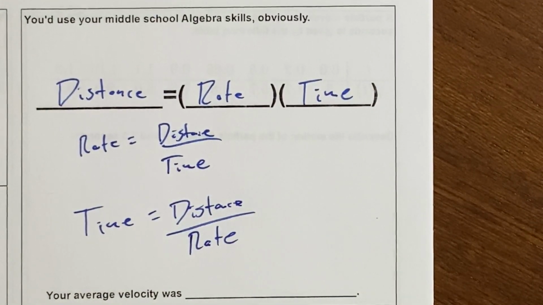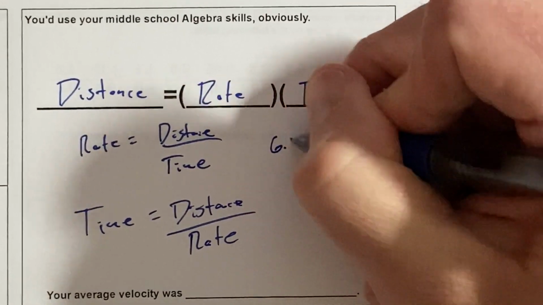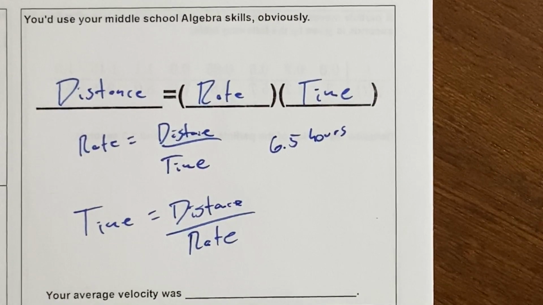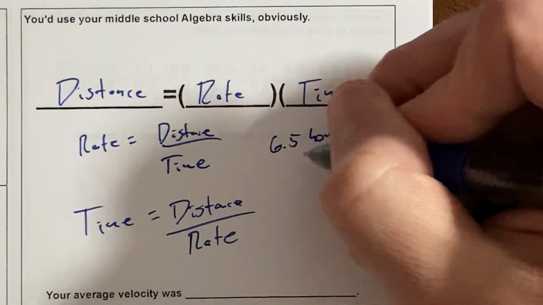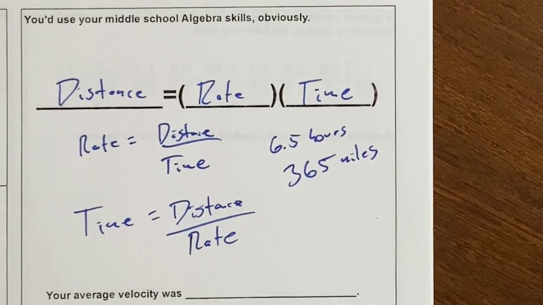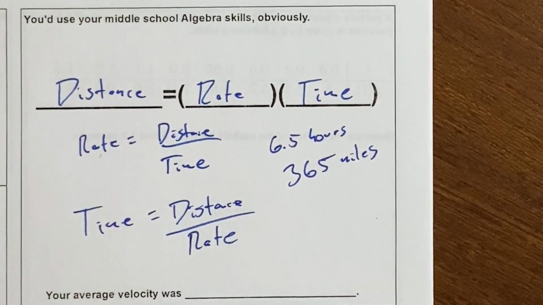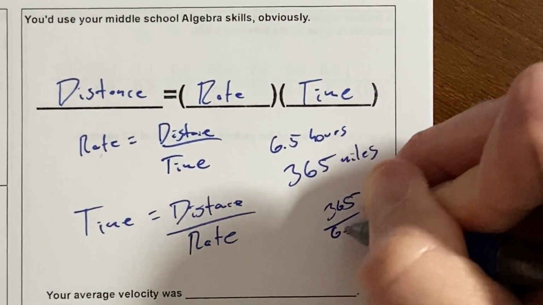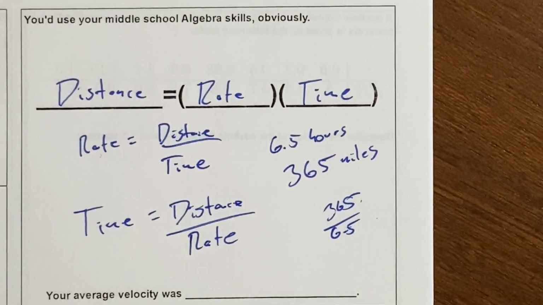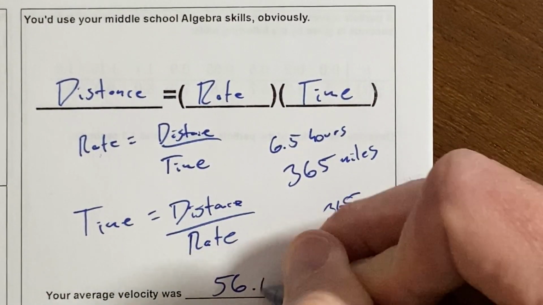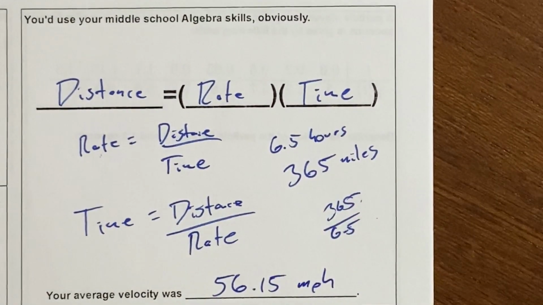And if we think about our trip, if it's 6.5 hours from Nicholson, Georgia, all the way down to Panama City, and it's 365 miles, if I'm looking for my average velocity or my rate of getting down there, I could take 365 and divide it by 6.5 hours, and that would give me miles per hour. When I do that, my average velocity is 56.15 miles per hour.